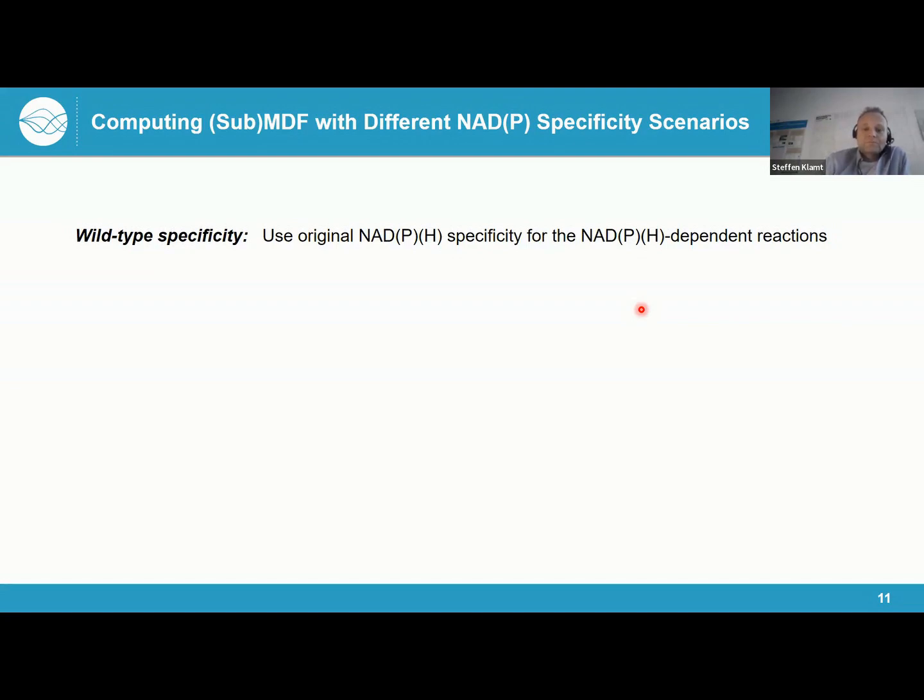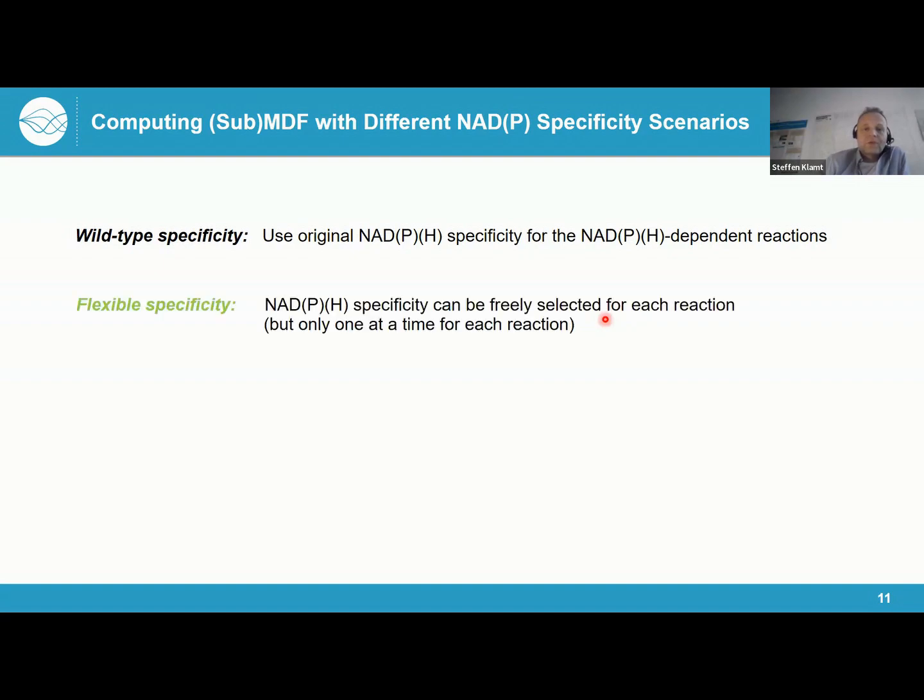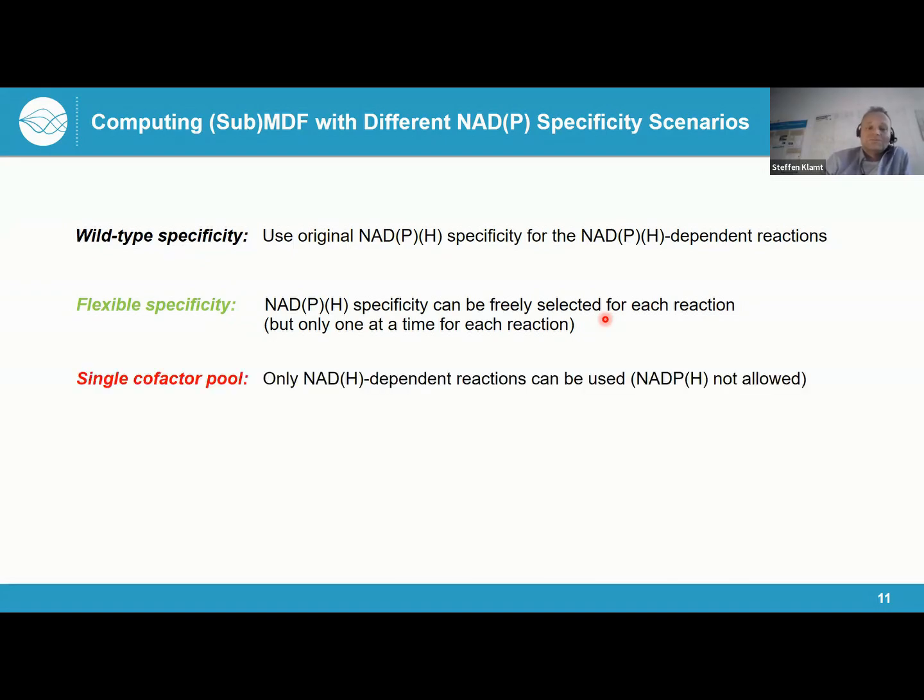Then we look at the flexible specificity. So here the optimization can really select the NAD or NADP variant for each reaction. So that gives the optimization the highest flexibility. But importantly, for every optimization or for every solution it computes, it can only use one of those variants. So it's not possible to use both within one flux distribution. So it either has to take the NADP dependent variant or the NAD dependent variant.